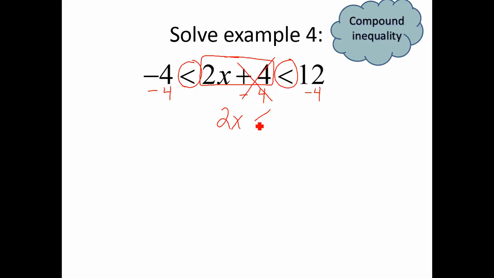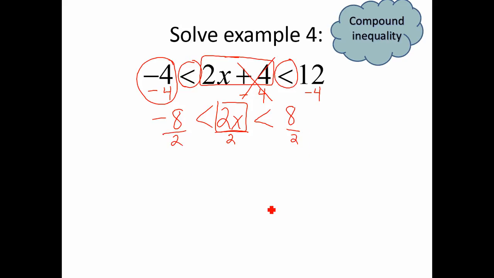We'd have 2x less than, now let's calculate this side, 12 minus 4 is 8. Now let's go calculate the other side. -4 minus 4 more is -8. Now I'm still focused on what's in between the little less than symbols there, okay? And that's a 2x now. So now to undo the 2, I'm going to divide by 2 on both halves, all sides.